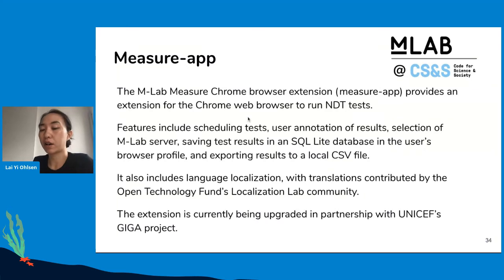We also have a Chrome extension that is currently in development, but is almost done. It exists today, but it's being upgraded. And this allows users to run an NDT test regularly or on a schedule from their browser. So it's just a normal Chrome extension that you then set up the schedule for when you want to run tests. And you're able to then save, not only export the data to a CSV from the extension itself, but also to a remote database.